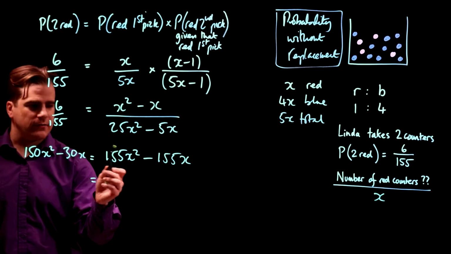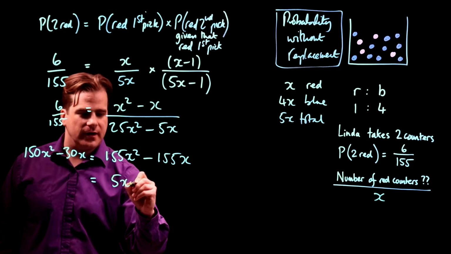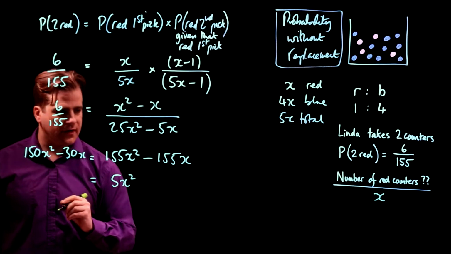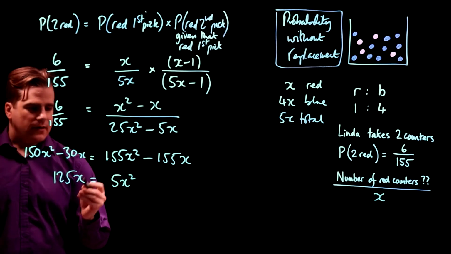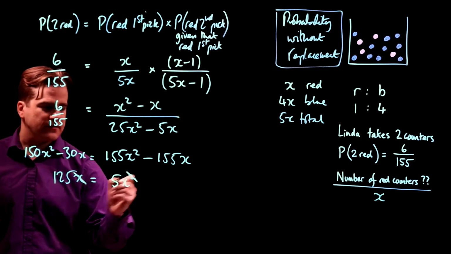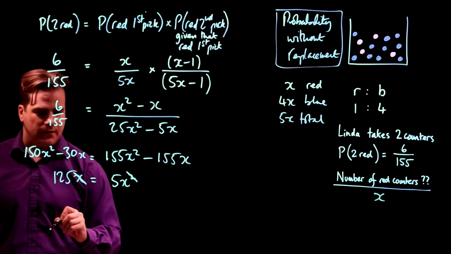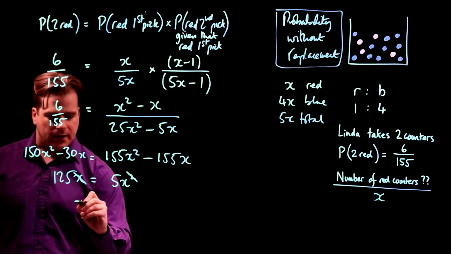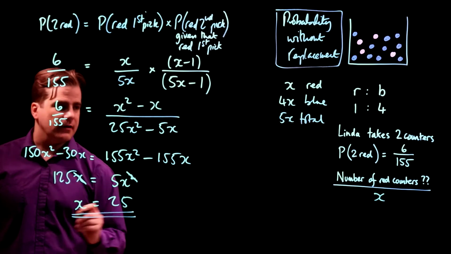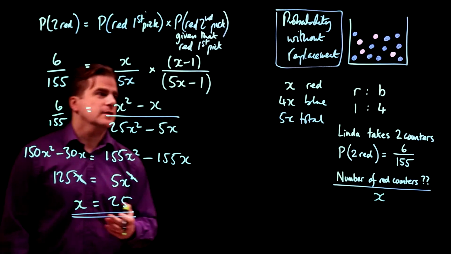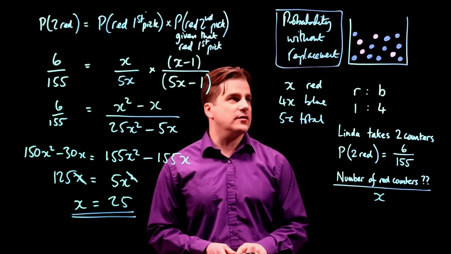Good. Let's get the x squareds over there because that one's bigger. So subtract 150x squared from both sides, we get 5x squared. Add 155x to both sides, and we get 125x. Cancel an x on both sides, x times x there, that leaves just x. Divide both sides by 5, and we get x equals 25. There we go. There were originally, before we reach in and grab any counters, 25 red counters in the box.